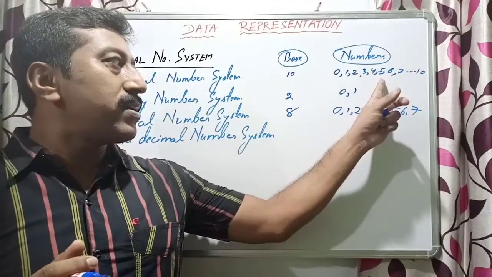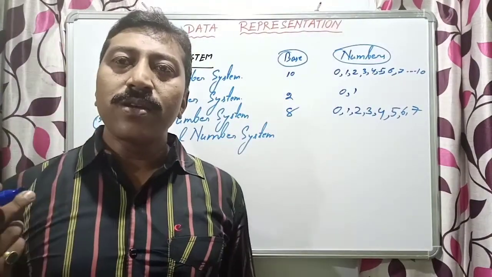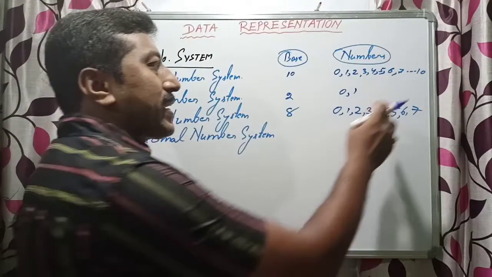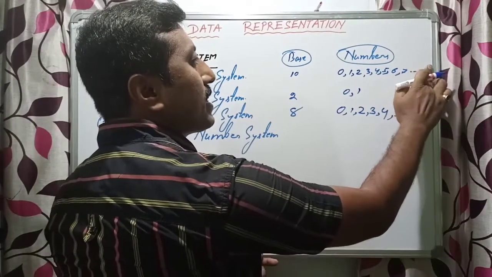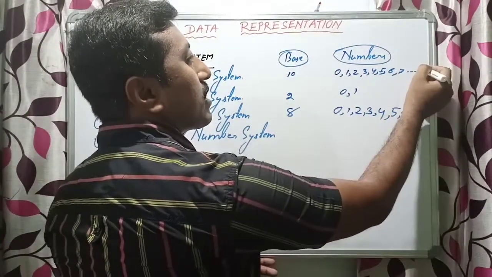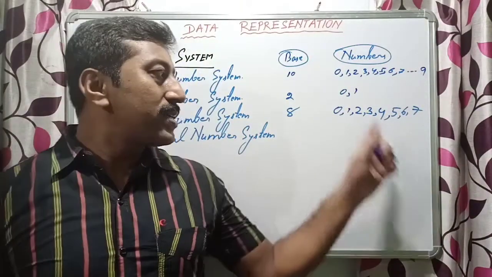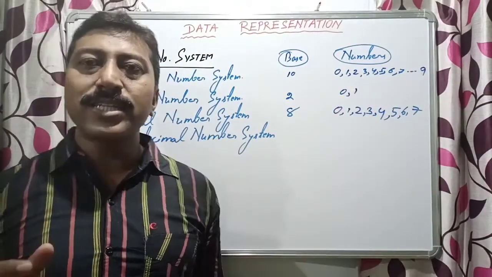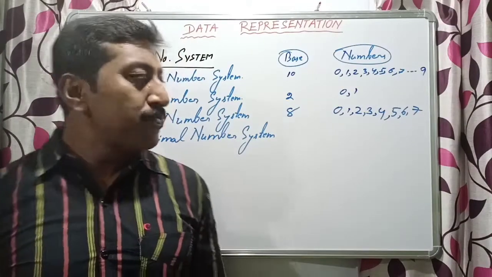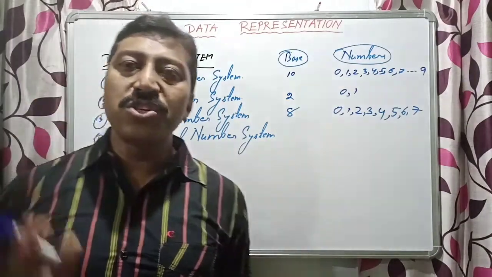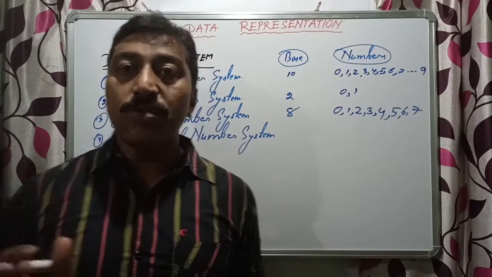And in the decimal case, sorry, it is not 10 that I have written here. It should not be 10, it should be up to 9. So 0 to 9 means 10 numbers. The binary number system is 0 and 1. And this is the octal number system, 0 to 7, not 8. It should be less than 8.